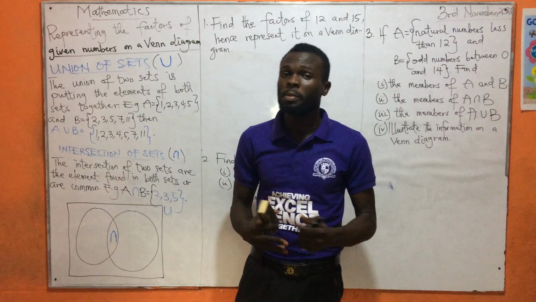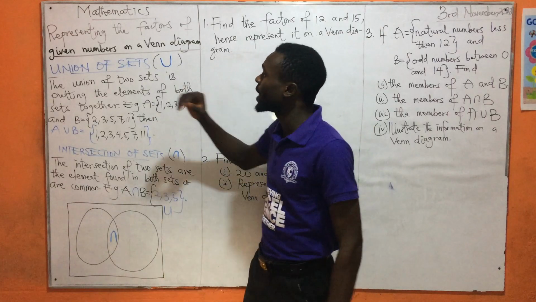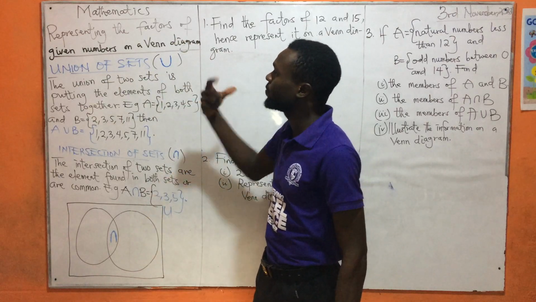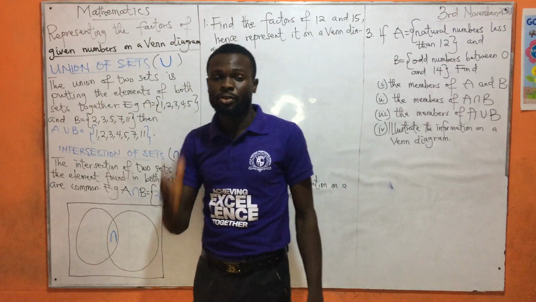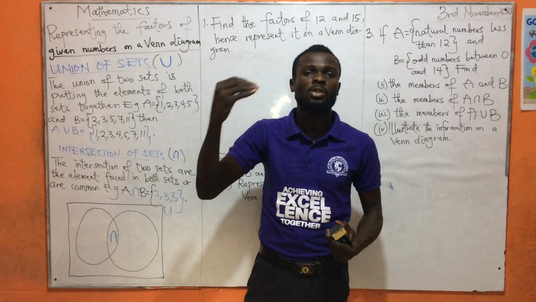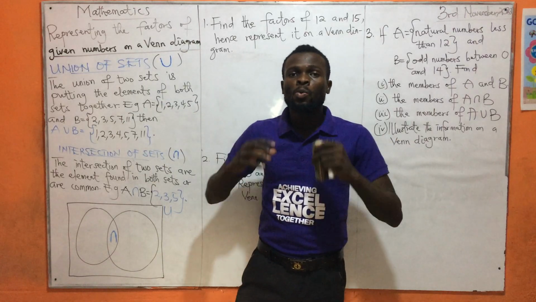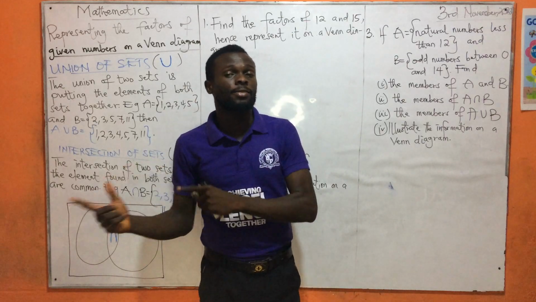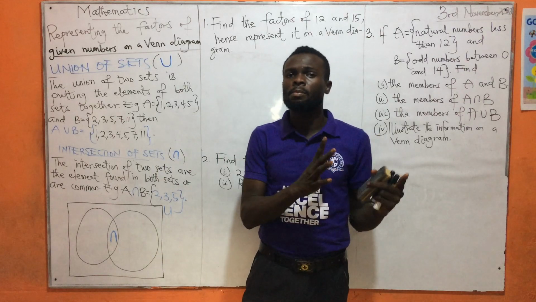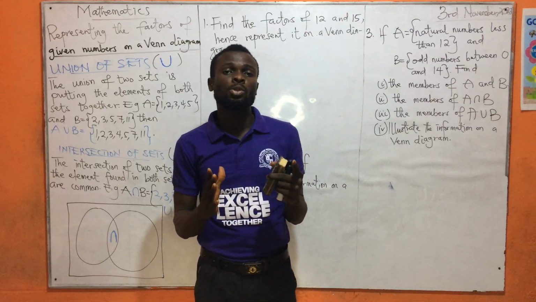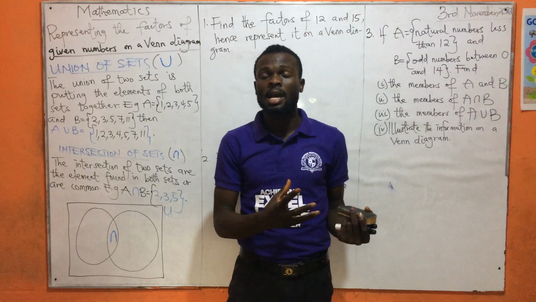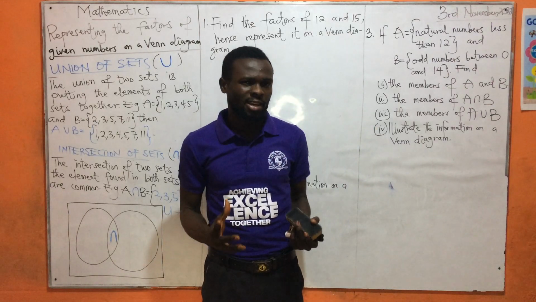Today we want to continue with the basic 9 lesson, but we want to look at representing the factors of a given number or given numbers on a Venn diagram. In basic 8, we were taught factors, how to find the factors of a number. Now that we can easily find the factors of a number, in basic 9 we are coming to look at how to represent the factors of a number on a Venn diagram.